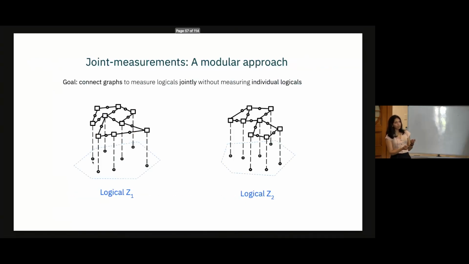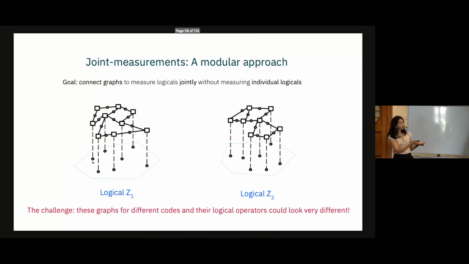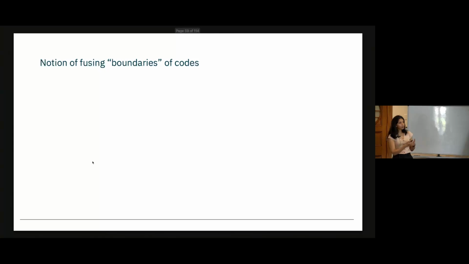So instead of designing a graph for everything you want to measure, the question we ask next is, if you have 2 different logicals, this is Z1, Z2, and I want to measure their parity, is there a way to construct a bigger graph that measures this logical without learning Z1 and Z2 individually? So it's just a joint measurement without learning the individual measurements. And the challenge is that these graphs can look very different. Their logicals can also look very different. So how do you even connect these graphs together? So let's step back a bit and think about how this was done in the old days with topological codes.